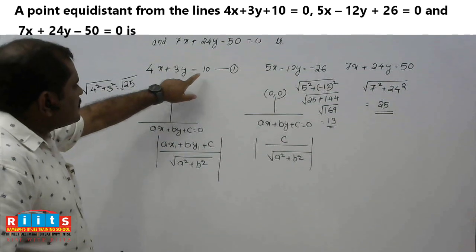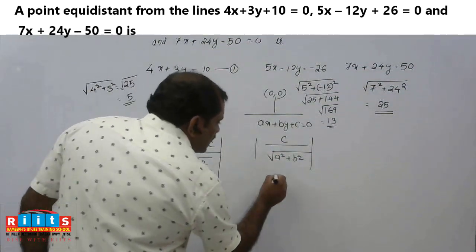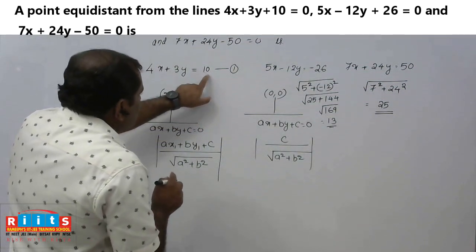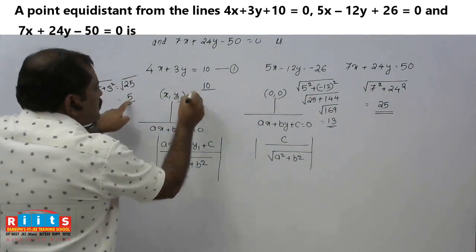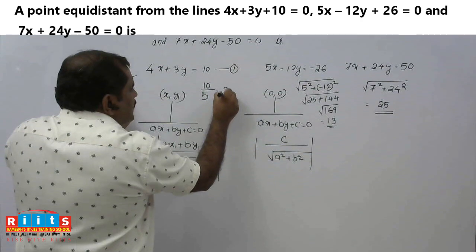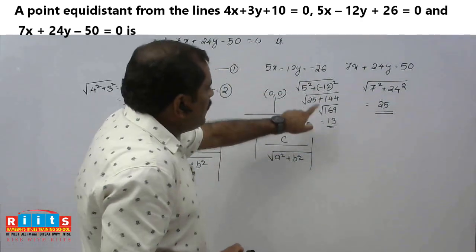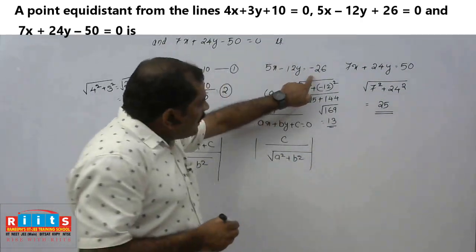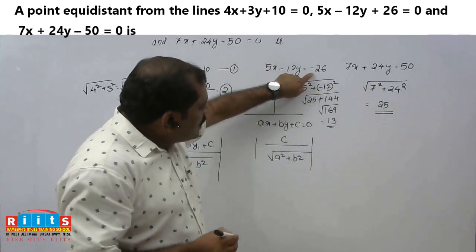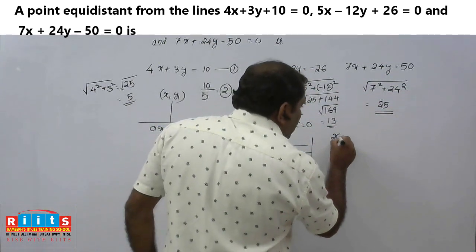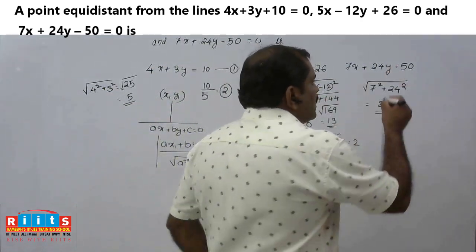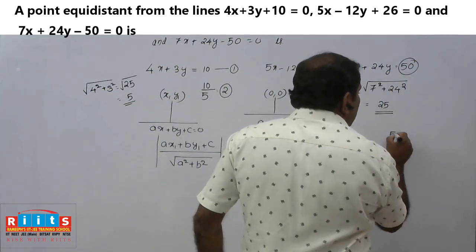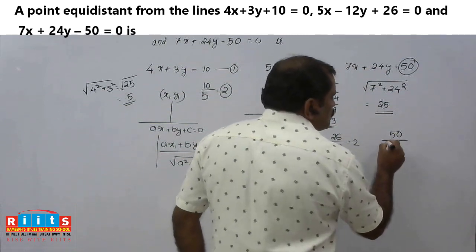Please listen. What is the perpendicular distance from the origin to a straight line? c divided by root of a square plus b square. Here c is equal to 10. 10 divided by root of a square plus b square, that is 5. 10 divided by 5 is equal to 2. Here c is equal to minus 26. We take only the modulus value. 26 divided by 13, that is also 2. Here c is equal to 50. 50 divided by root of a square plus b square, that is 25.